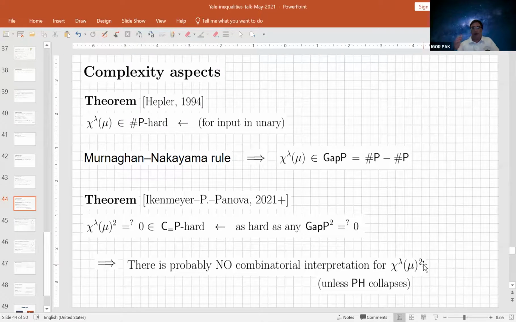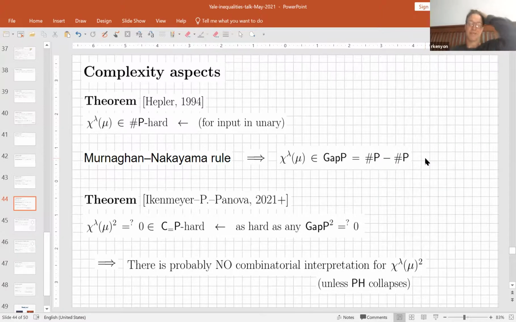So let's take character square. That's a function in GapP. When you take a difference, you square it. It's still a difference of two #P functions. So it's always non-negative. So presumably, one can ask, does the character square have a combinatorial interpretation? Oh, I see. And we're saying no. And that's the closest result that we can get to Kronecker.